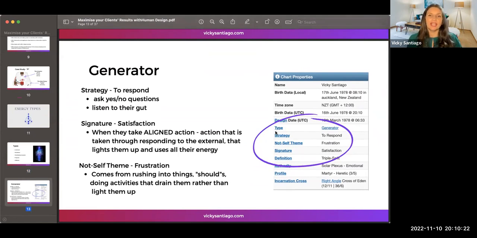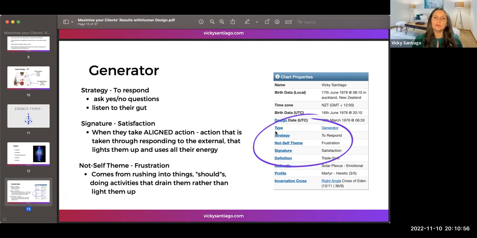So a generator is, I'd say, the most common type. And the generator is like the workhorse, the go-to guy. The generator is the one who puts in the hard yards and gets stuff done. The generator's strategy when it comes to knowing what the right thing to do is, when it comes to making decisions, we have a strategy. And for generators, it's to respond.